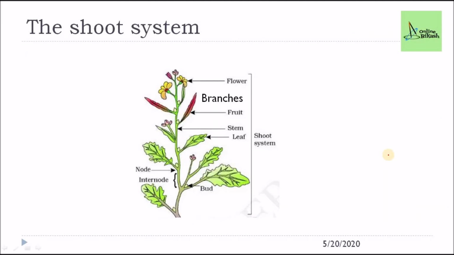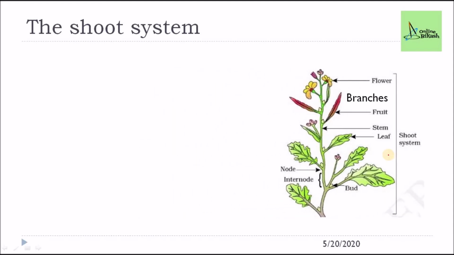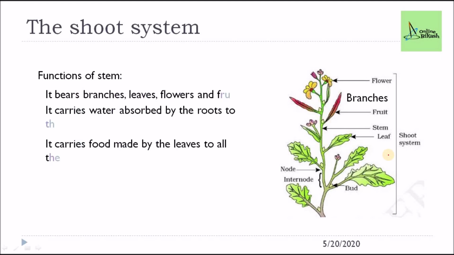Now the shoot system. The shoot system means the parts of the plant that grow above the ground. So flowers, branches, fruit, stem, leaf, bud, node, these are combined to form the shoot system.